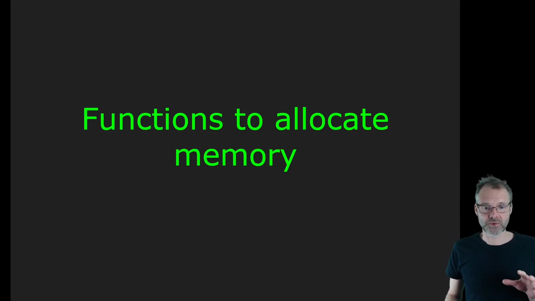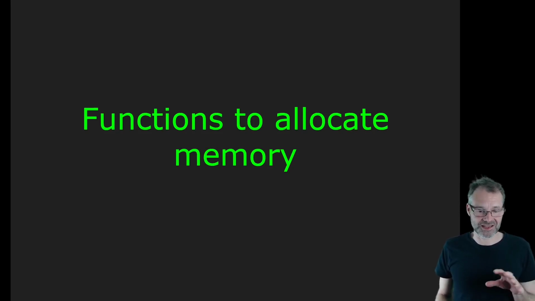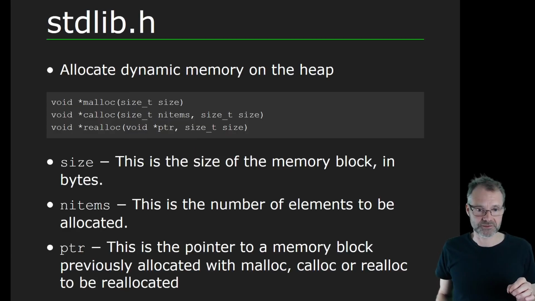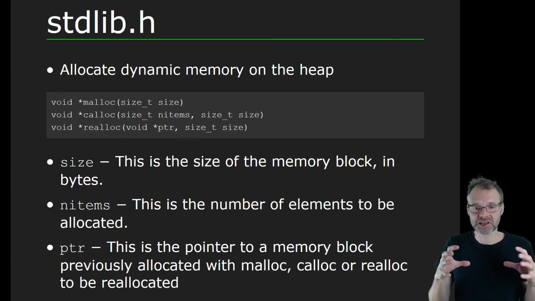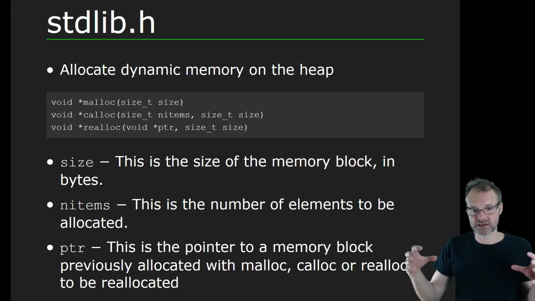So during the day we have used a lot of functions to allocate memory. So let's review them before we stop here. The standard lib contains functions to allocate dynamic memory on the heap. We have used malloc, so we know that. Calloc is more or less the same, but it will allocate memory chunks in a row.